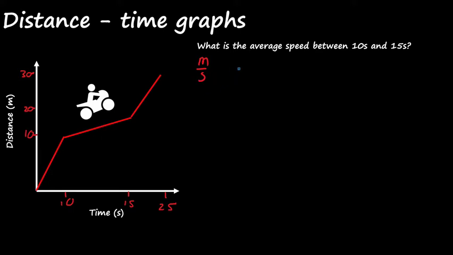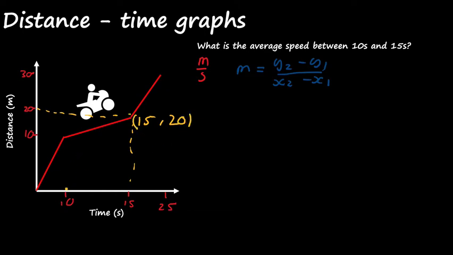So the gradient of a line, we should all know, is m equals y2 minus y1 all over x2 minus x1. So what are our 2 points here? Our 2 points are here, where we have 15 and 20, and our other point here is 10, 10. I quite like to put the number of the coordinates above it.